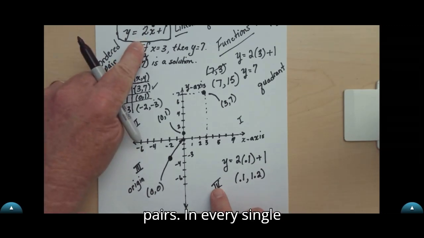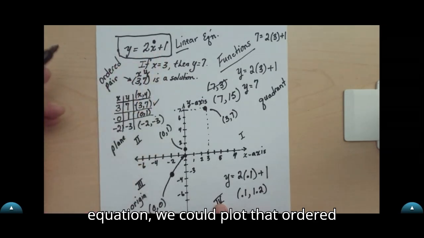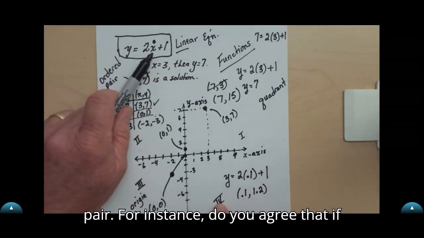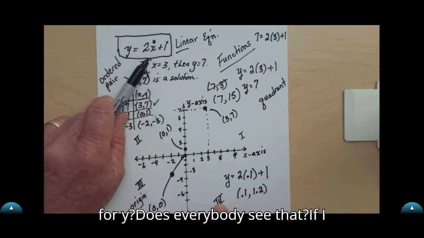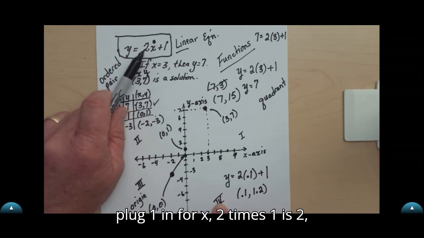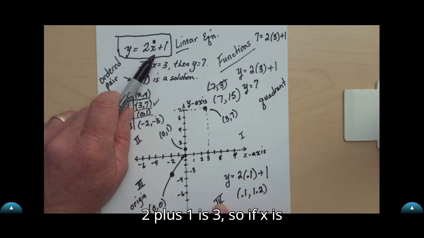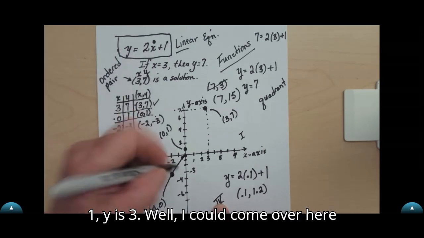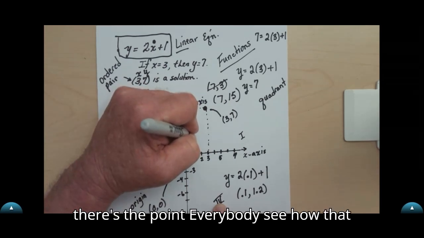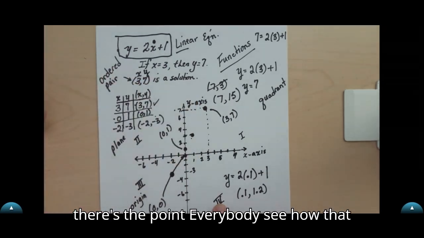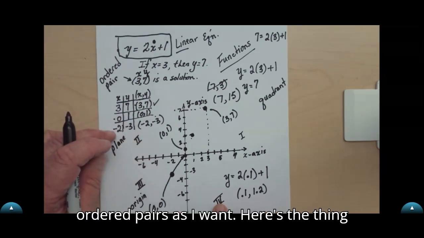And every single ordered pair that's a solution of this equation, we could plot that ordered pair. For instance, do you agree that if I plug 1 in for x, I'm going to get 3 for y? Does everybody see that? If I plug 1 in for x, 2 times 1 is 2, 2 plus 1 is 3. So if x is 1, y is 3, well, I could come over here to 1 and up till I'm across from 3, and there's the point (1, 3). Everybody see how that goes? I could plot as many of those ordered pairs as I want.